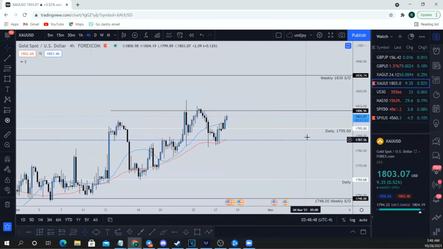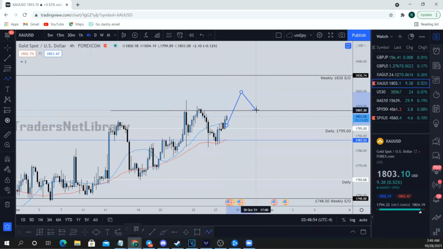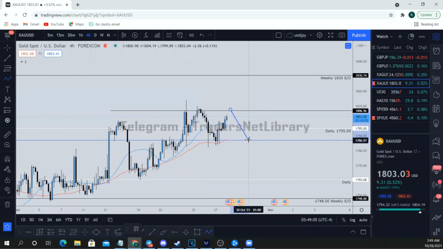So I would like to see what happens here at 1806. If price obviously breaks above 1806, I'll wait for the retest, confirm that this level of resistance now holds as support, and then I'll look to take price higher to about 1830. If we get a rejection, then I'm going to be looking for price to come back down into the 1786 to 1795 range.